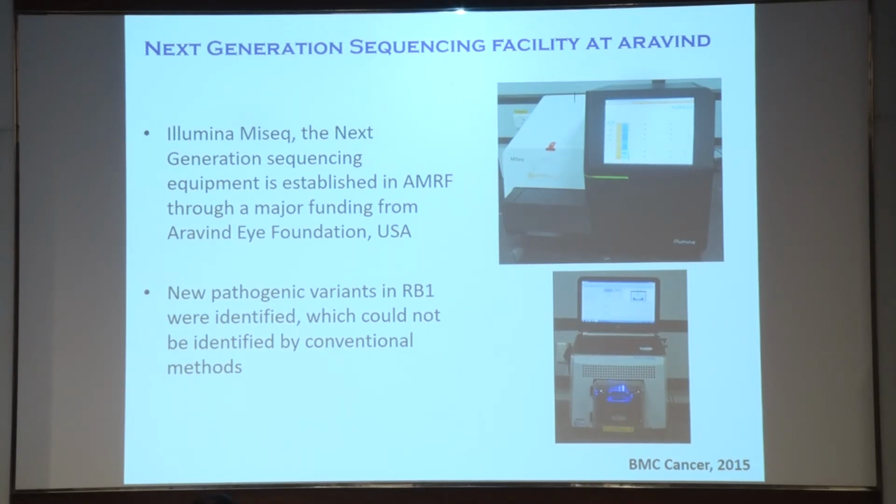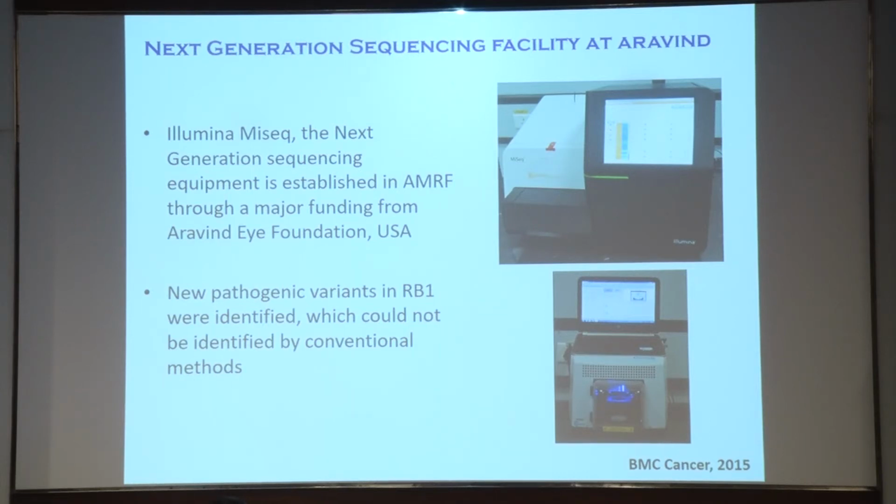The next generation sequencing facility helped us to find out the variants in the RB1 which could not be identified with our conventional methods. So this was important for us. And the other important aspect is it's faster and gives you, in one go, about 100 samples that can be screened altogether.